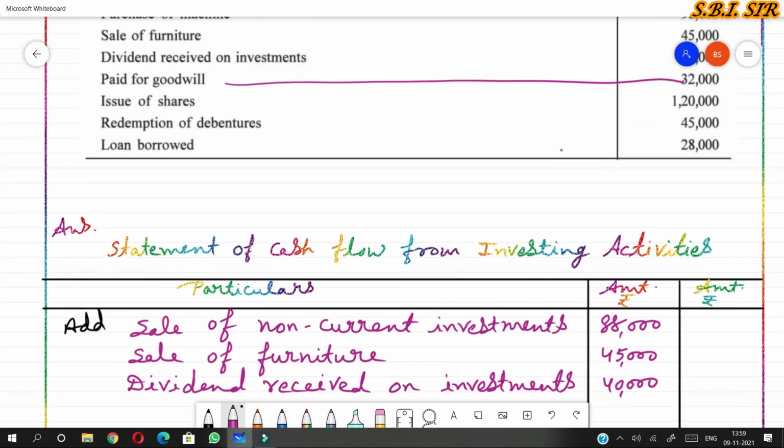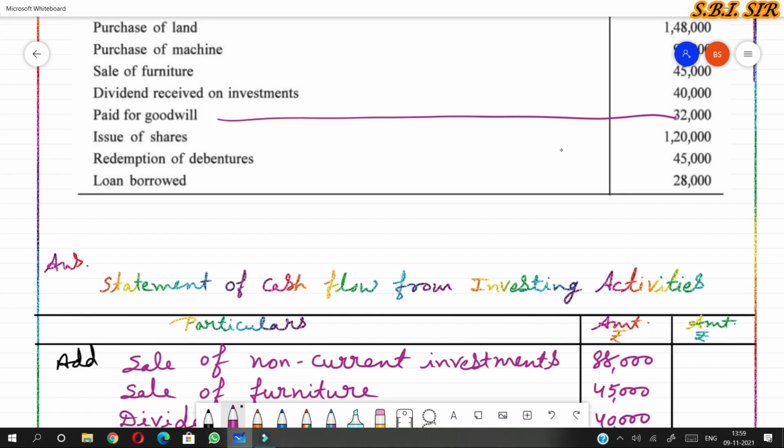Next, issue of shares 1,20,000. Students, it is a financing activity, so we will not record it. Redemption of debentures, same way, this is also a financing activity, we will not record it. Loan borrowed, it is also a financing activity, so we will not record it in investing activities. So these are financing activities.